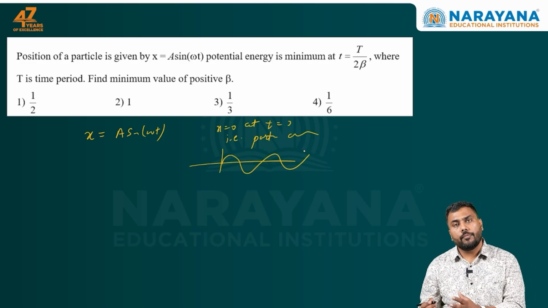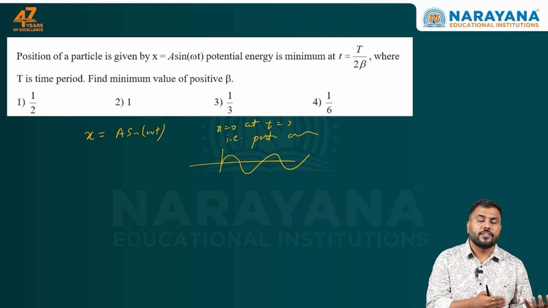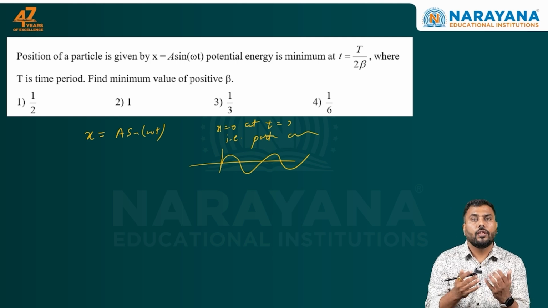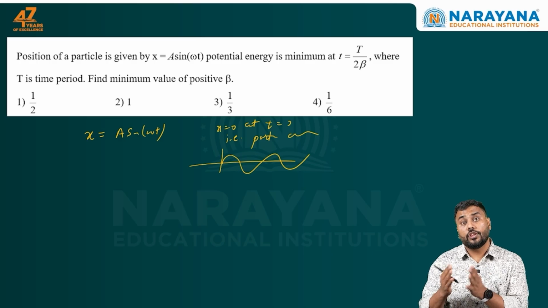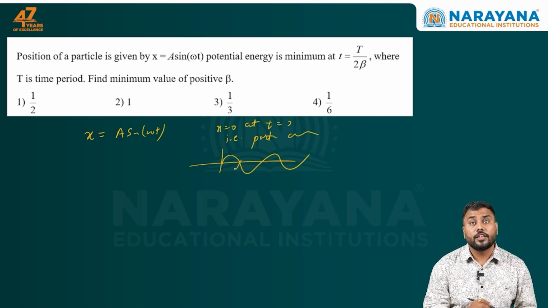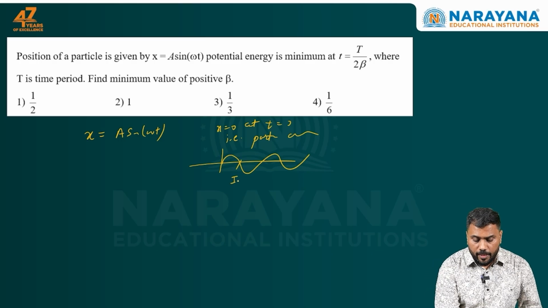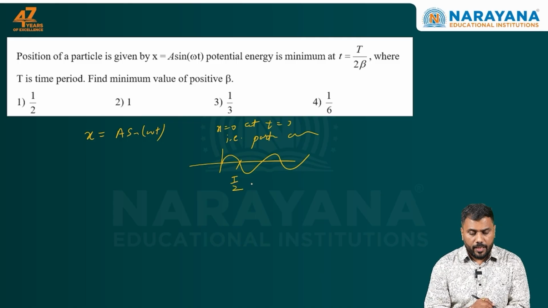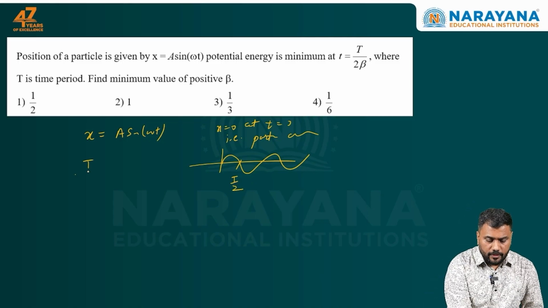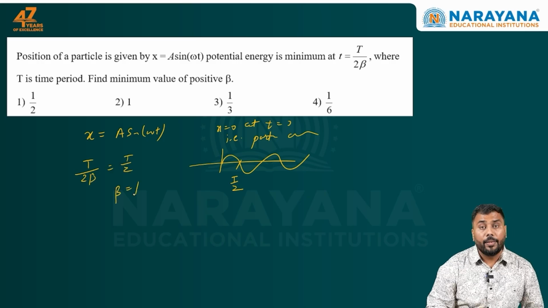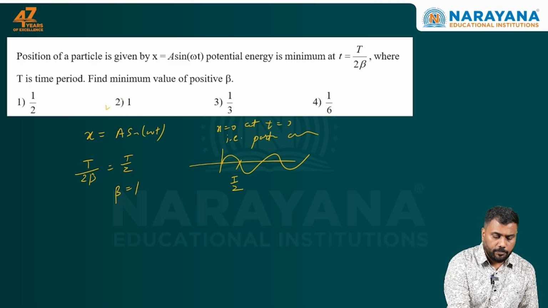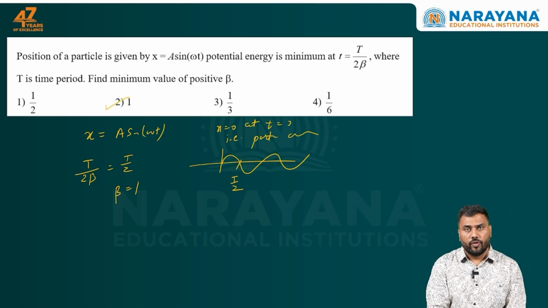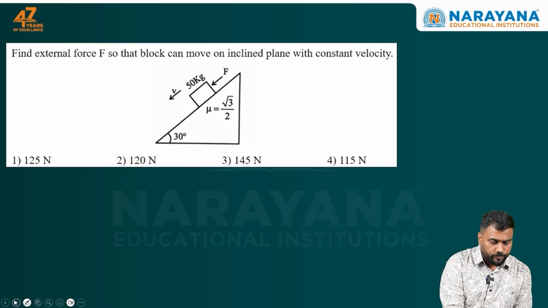So, if you see the position versus time graph, the graph should look like this. We know in simple harmonic motion that potential energy is just a function of position. When position is 0, the potential energy is minimum. So, potential energy is going to be minimum again when the particle reaches the mean position. That will happen at a minimum time of T by 2, time period by 2. So, to get T by 2 beta as T by 2, I should get beta minimum as 1. So, the best possible answer of this question is option 2, which is 1. Let us go to the next question.